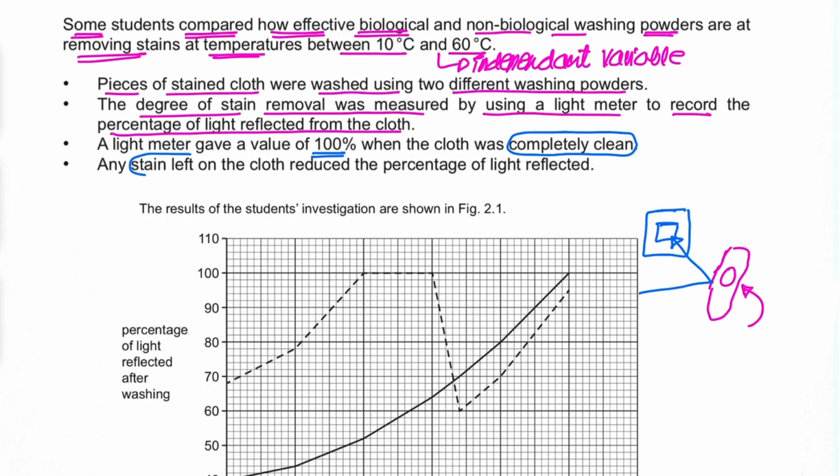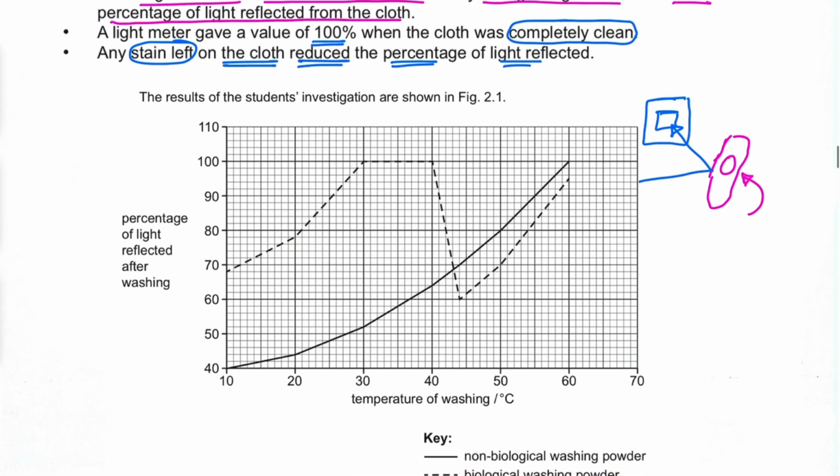They say any stain which is left on the cloth would reduce the percentage of the light reflected. If the biological or non-biological washing powder were not successful at removing the stain, then less of the light would be reflected and the value of the light reflected on the light meter would be less. Now, if we look toward the key, the dark line is showing non-biological washing powder and the dotted line is showing biological washing powder.